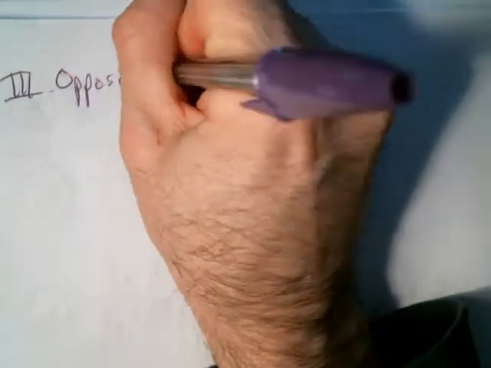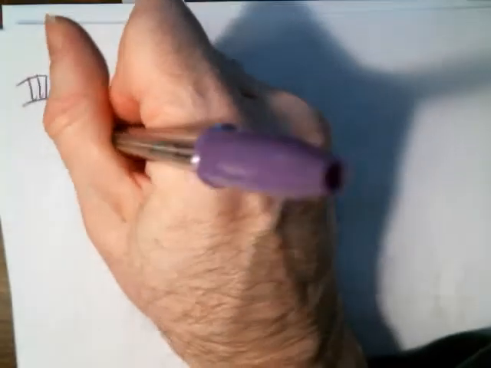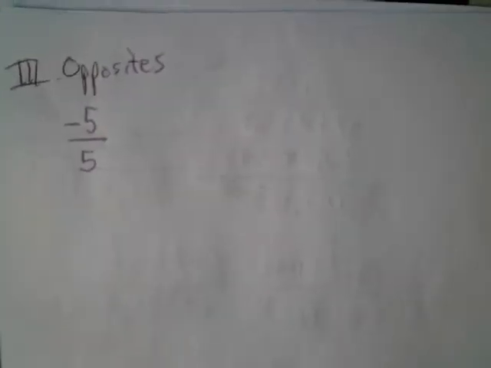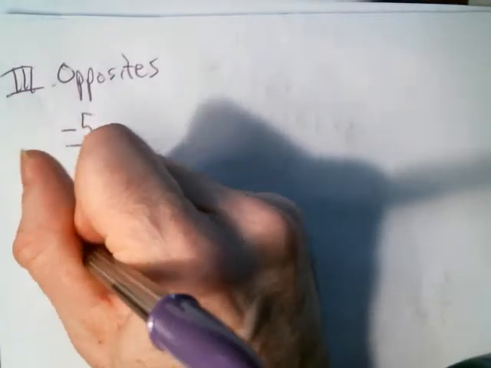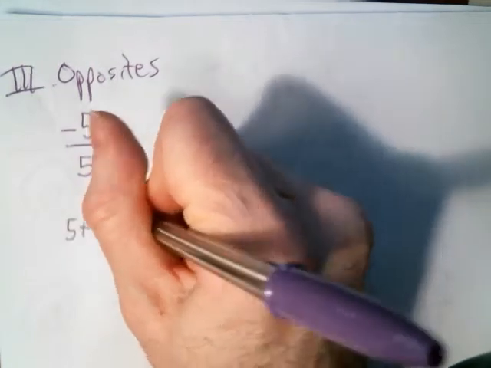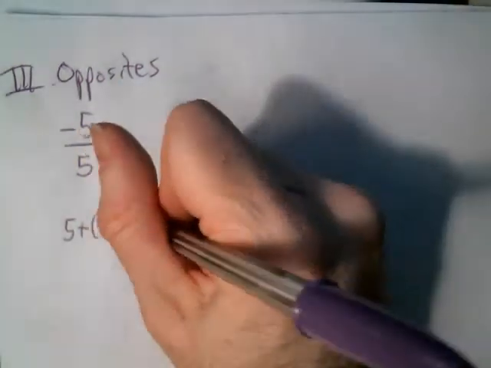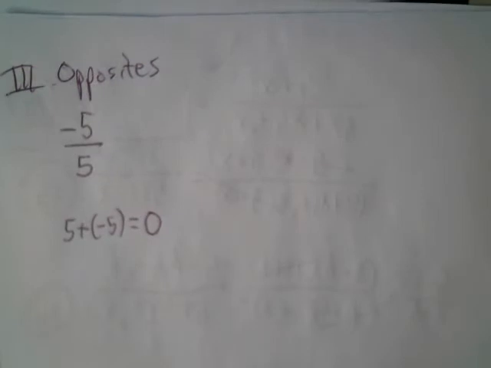Just be aware that there's going to be those guys floating about. Finally, then we have the opposites. And essentially, again, you've sort of seen this before with something like -5/5, right? What we mean by opposites is that when you add them together, 5 plus the numerator plus the denominator, you end up with 0. Okay?